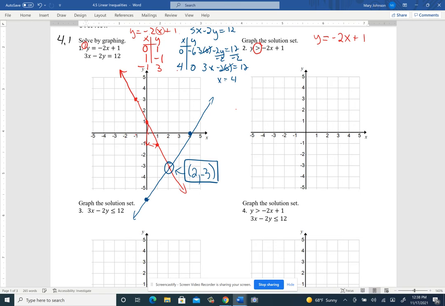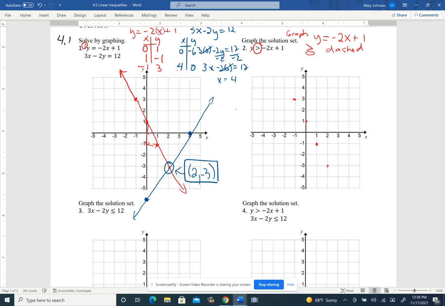This would typically take longer than I'm taking right now, but we've already graphed it, so I don't have to take a lot of time with it. I already know what it's going to look like. So that's the first thing you do. You graph the line, okay? Then you have to decide whether it's dashed or solid. Since it's a greater than without an or equal to on it, then you know it's going to be dashed.